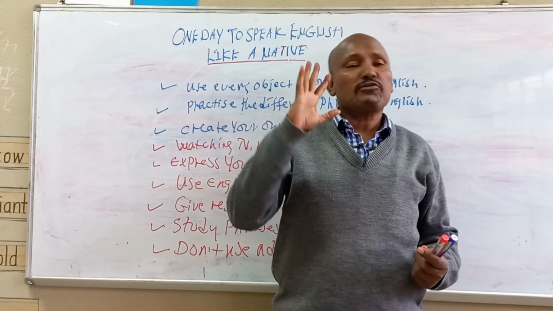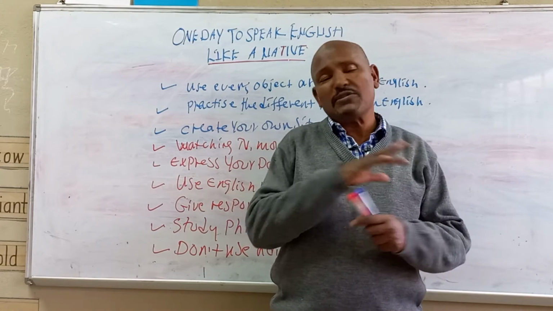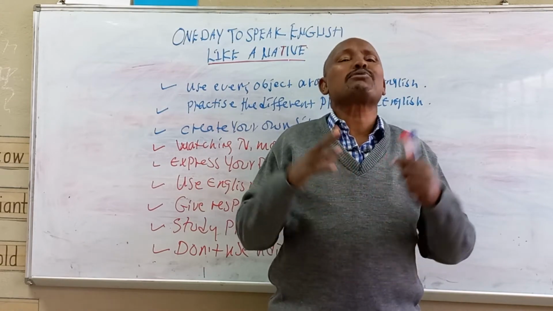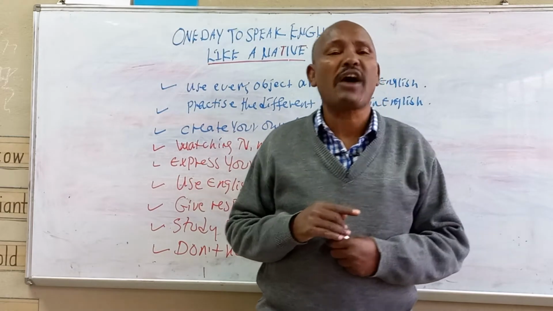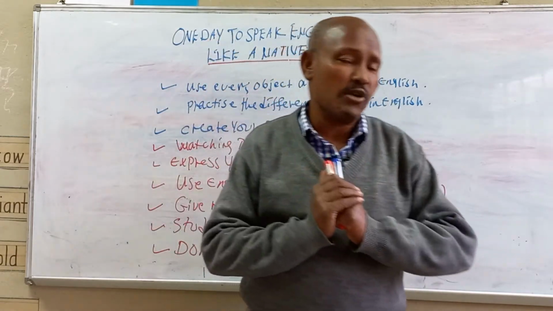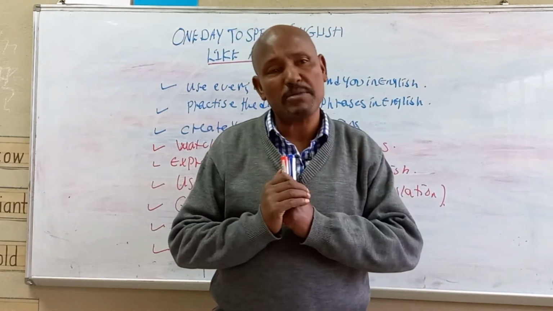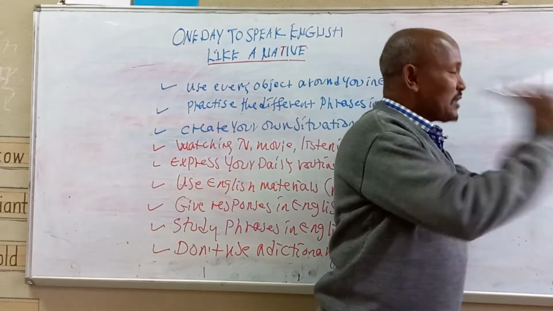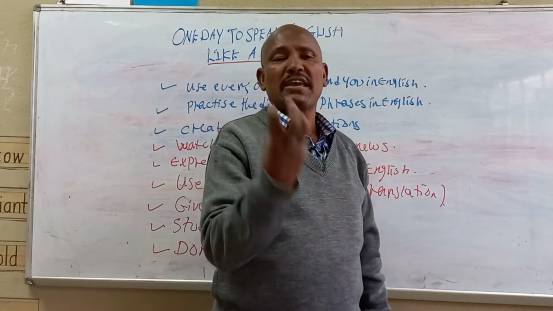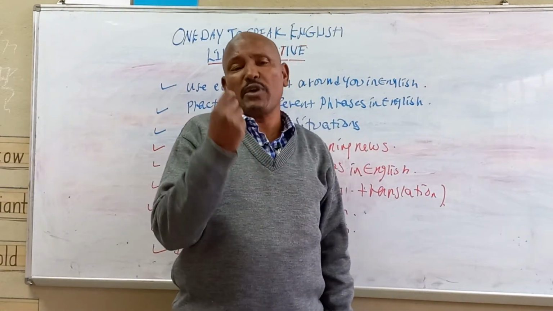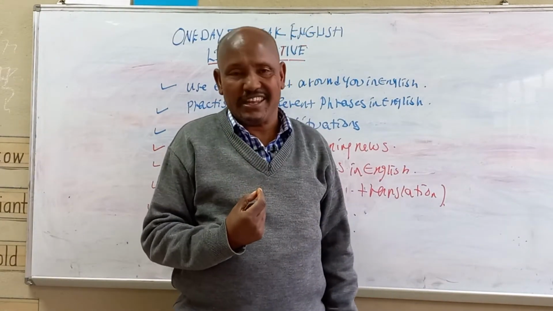Anyway, you have to create your own different contexts and practice your English, because different contexts invite you to use different language expressions, different vocabularies, different verb phrases, and so on. So this is also one mechanism to become a fluent speaker, just like a native.